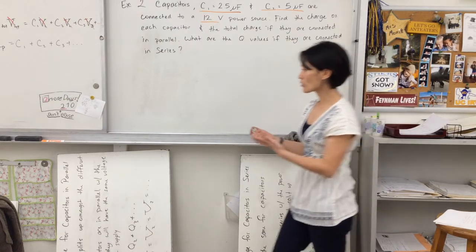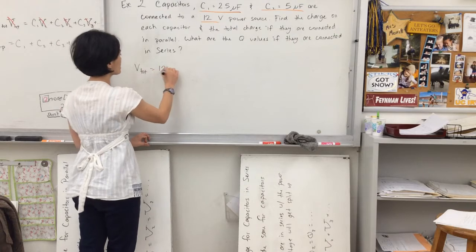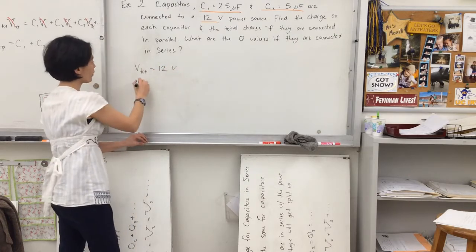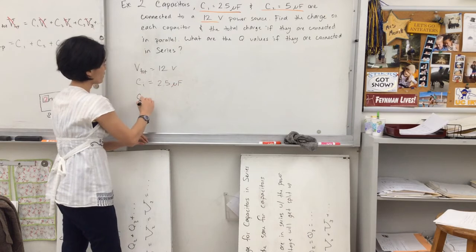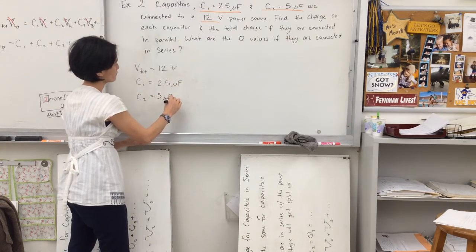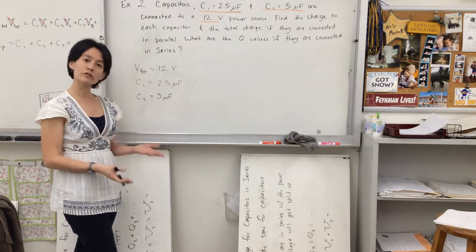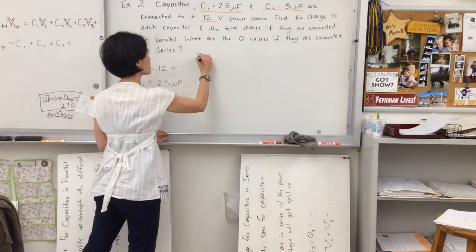So let's just start off in terms of what I know. My total voltage is 12 volts, and I know I've got these two capacitor values. And my goal is to figure out what's the charge on an individual capacitor and what's the total charge. So let's start off by solving for the parallel case.